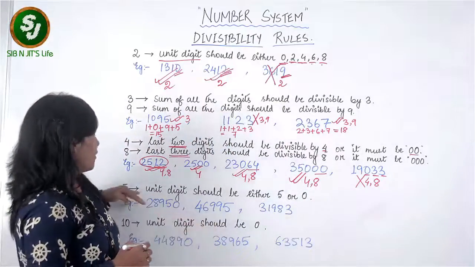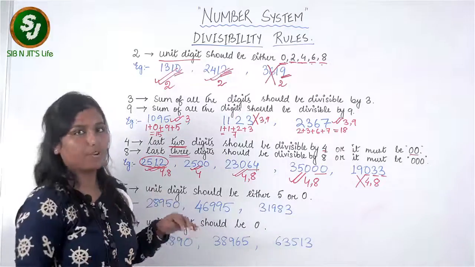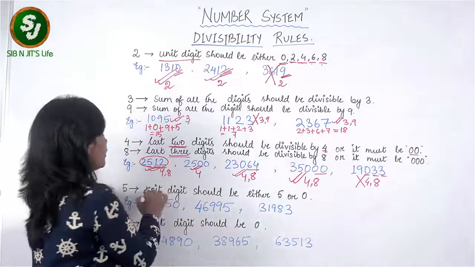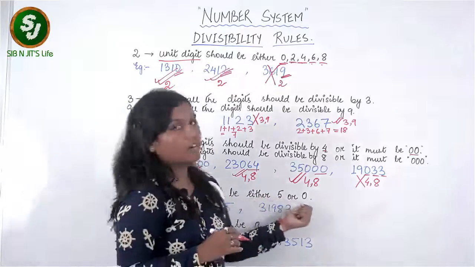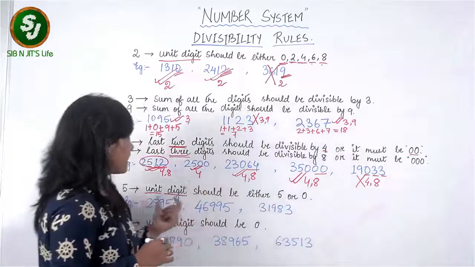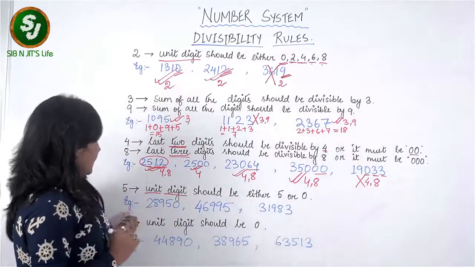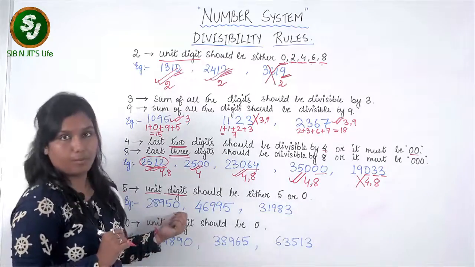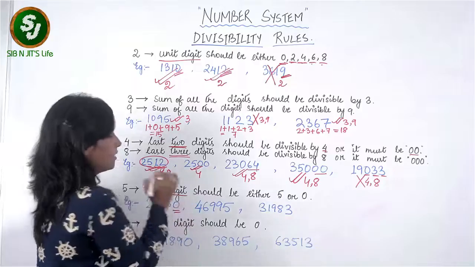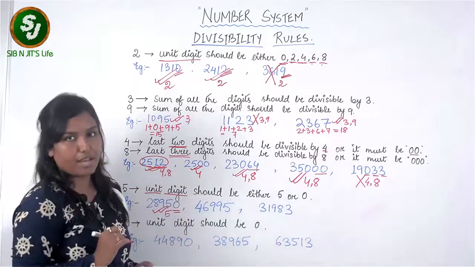Next, moving to 5. Okay, how do we know whether a number is divisible by 5 or not? Again, check the unit digit. If the unit digit is either 5 or 0, then the entire number will be divisible by 5. Just look at the example here. First one is 28950. Unit digit is 0. So yes, it is divisible by 5.